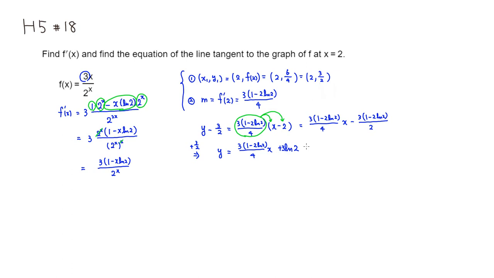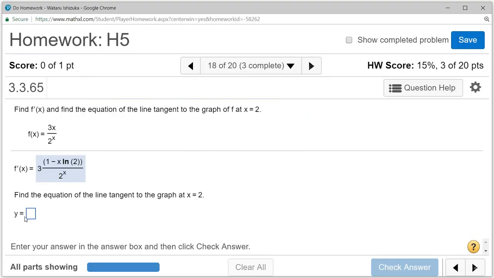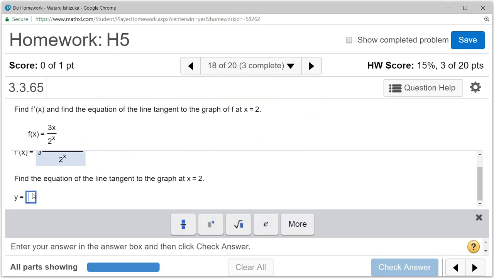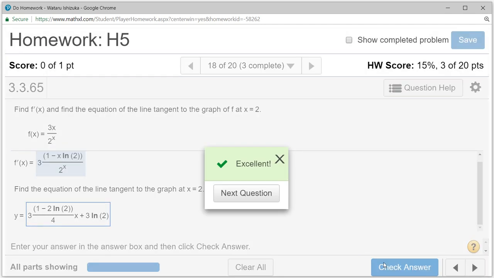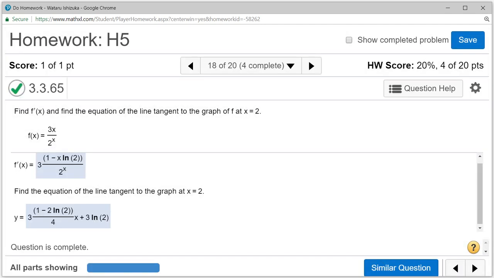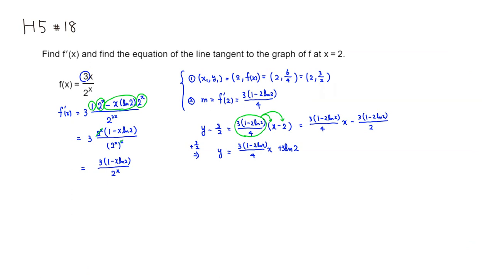Let's type it in. What we found was 3 times 1 minus 2 natural log of 2, over 4x, and then plus 3 natural log of 2. Let's check the answer. We got that. That's it. I hope that this was clear.